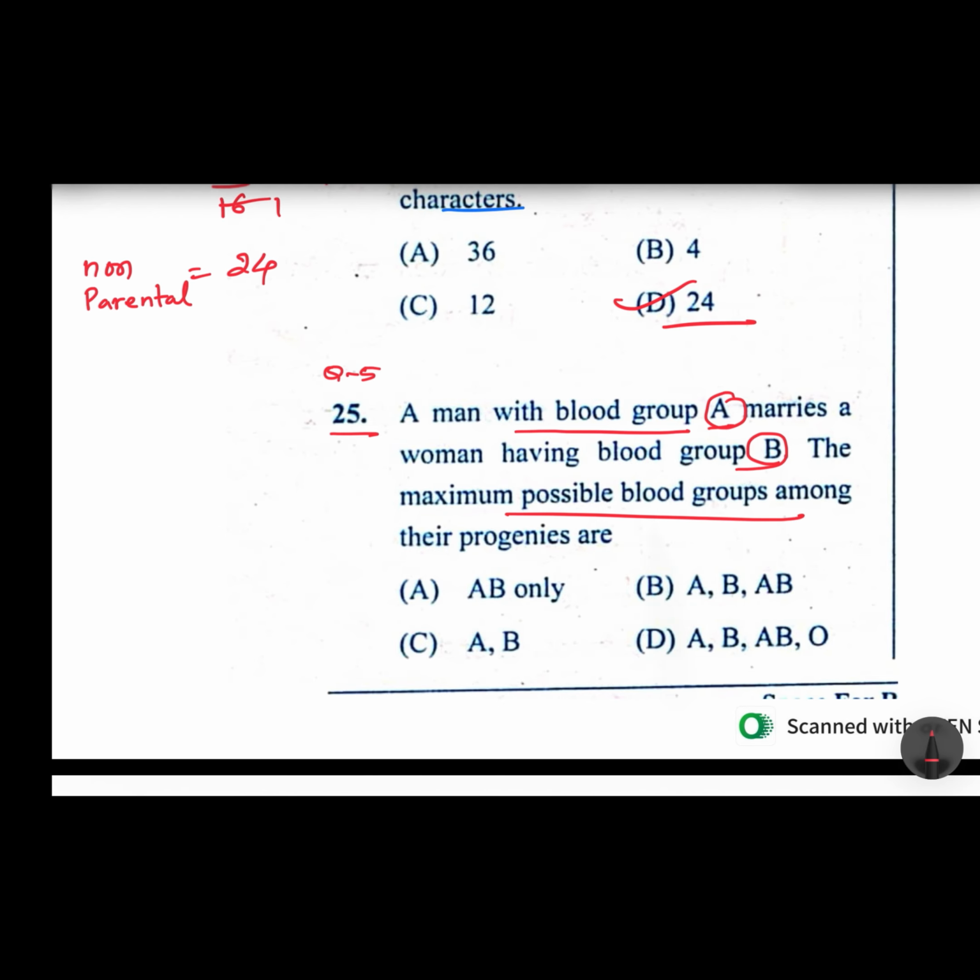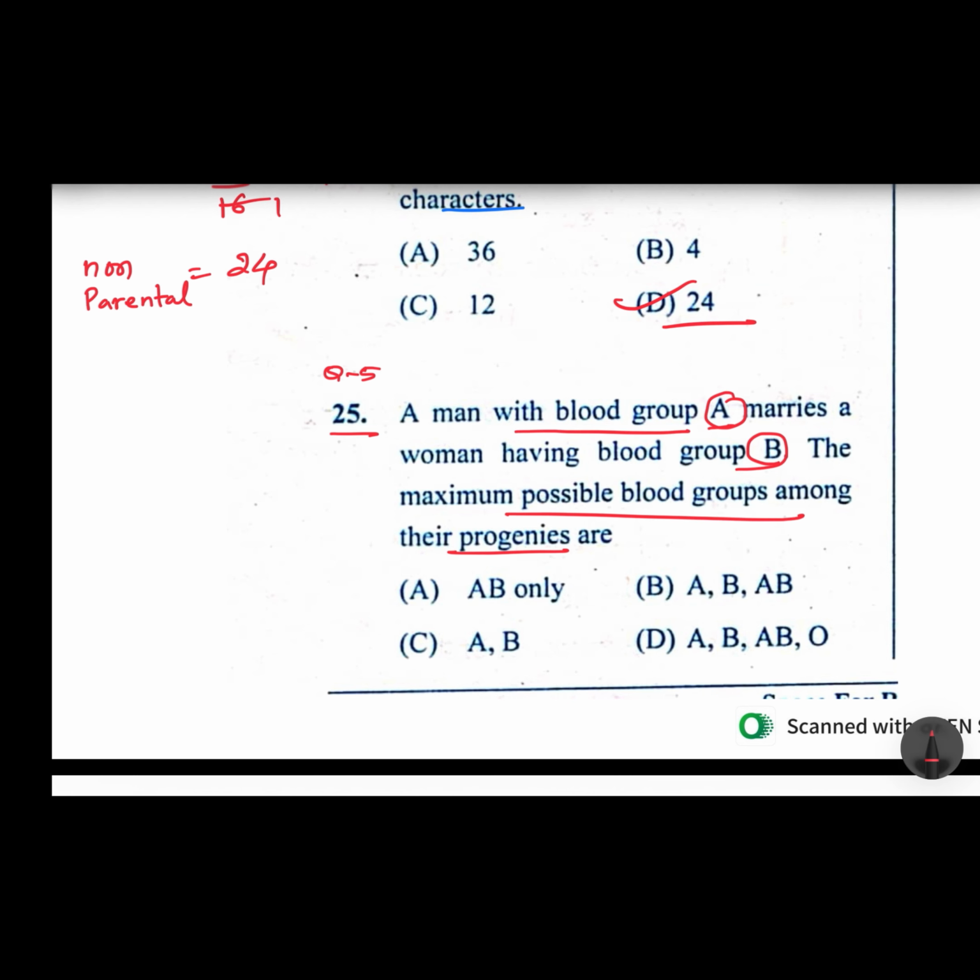Next question: man with blood group A marries woman having blood group B. The maximum possible blood groups among their progenies are. If we do the homozygous or the heterozygous crossing, then we will get to know what all the progenies we obtain. Here I will do the heterozygous A woman crossed with heterozygous B, then we will get the progenies.